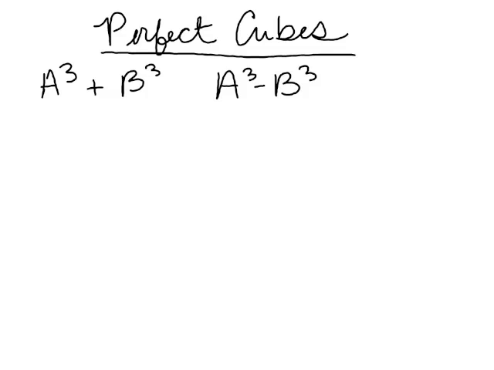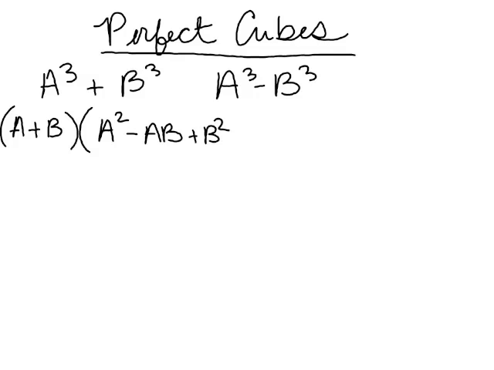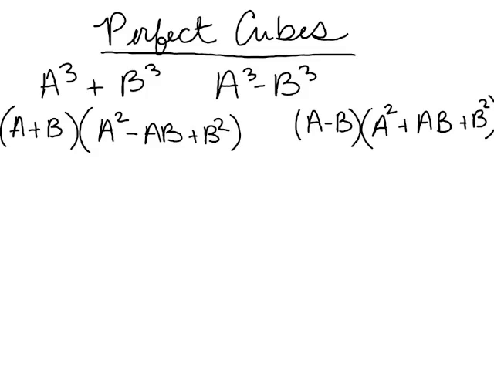So if I have a cubed plus b cubed, it equals a plus b times a squared minus ab plus b squared. And these formulas are on page 104 in the book. You're going to want to highlight those somewhere so you can remember them. And then a cubed minus b cubed can be written as a minus b in the first set of brackets, and then a squared plus ab plus b squared in the second set of brackets.